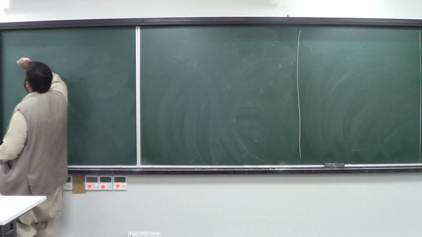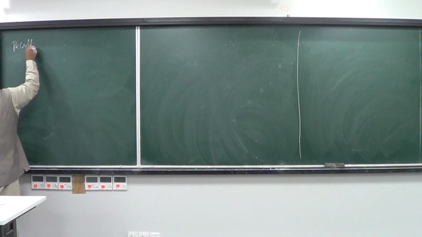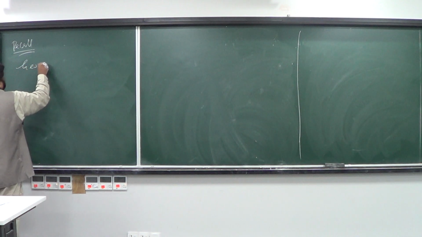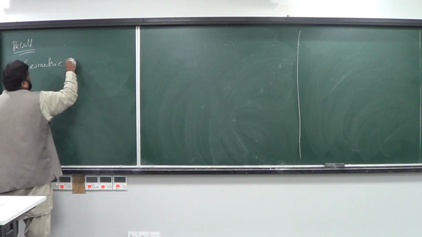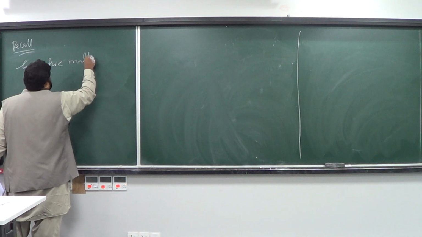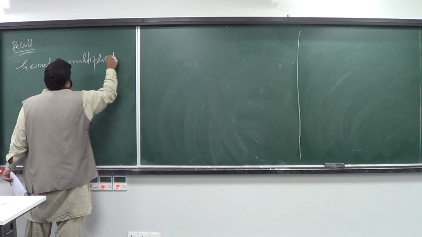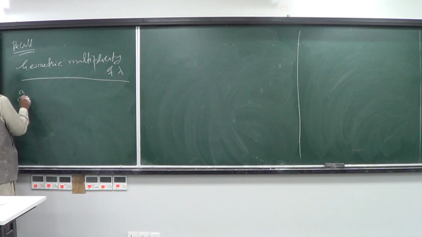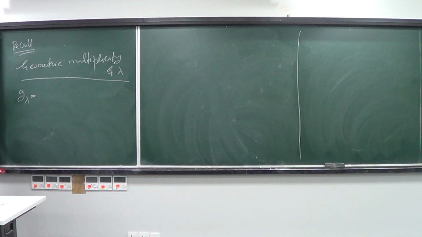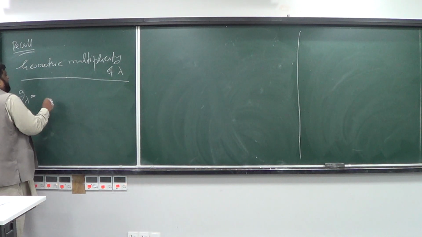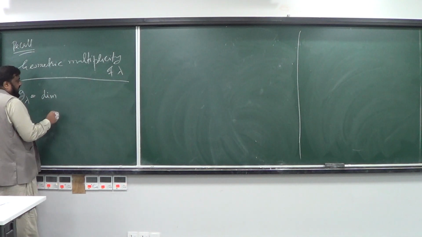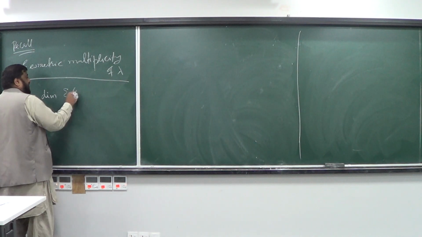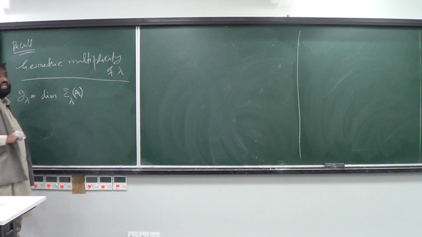Let's recall the multiplicities that we defined last time. So we defined what we mean by the geometric multiplicity of an eigenvalue lambda. We denoted it by G lambda, as the dimension of the eigenspace of the matrix A associated with lambda.